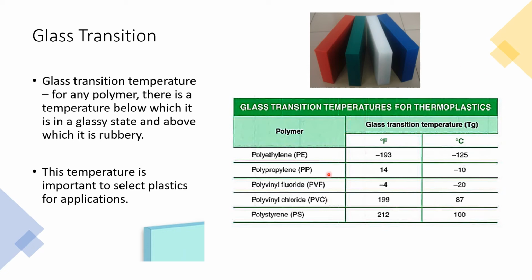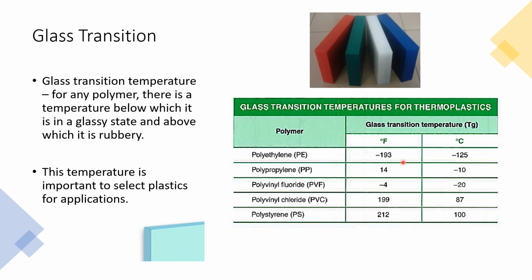We have different temperatures right there in the table. For any polymer, there's a temperature below which it is in a glassy state, and above which it is a rubbery state. So you will take a look at the glass transition temperature. Below that temperature, your thermoplastic is in a glassy state. Above that temperature, it is in a rubbery state. So below that is rigid, above that it is flexible. So the temperature is important.